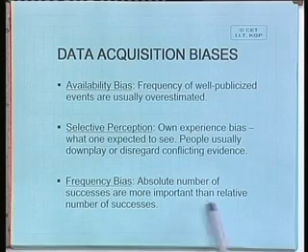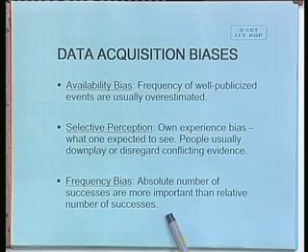Frequency bias is very common. Absolute number of successes are considered more important than relative number of successes. The success stories are so publicized that we forget that for every success, there are hundreds and thousands of failures. Every month, thousands of young boys and girls make a trip to Mumbai to become actors or actresses. How many succeed? We hear only of one Mithun Chakraborty kind of person who actually succeeds out of all these.